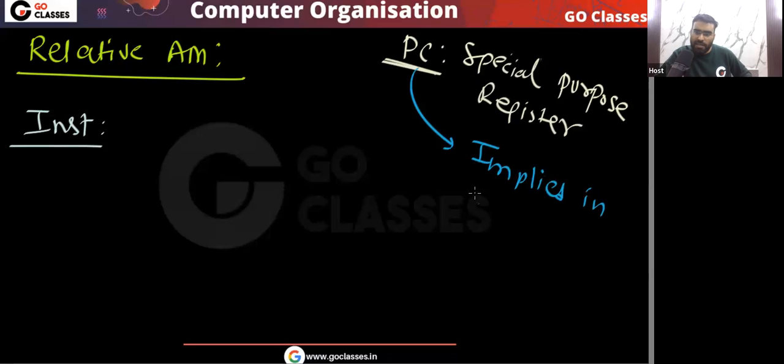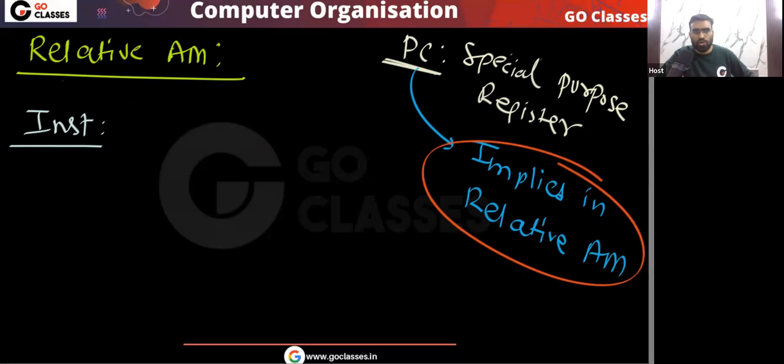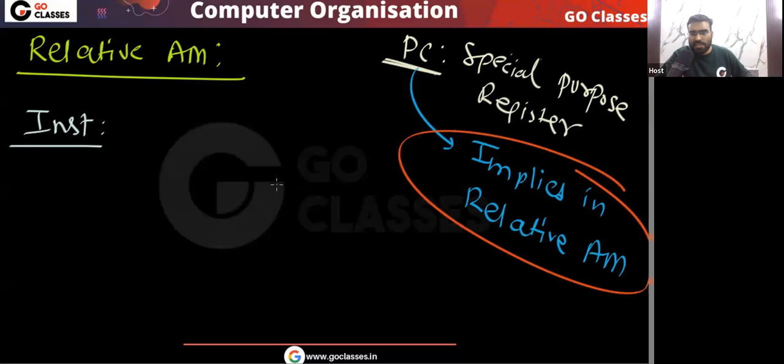This is implied in relative addressing mode. Is this clear? Please tell me. So when you use relative addressing mode, then this program counter is implied. This program counter you don't have to mention.